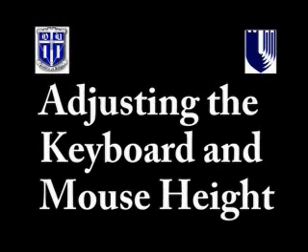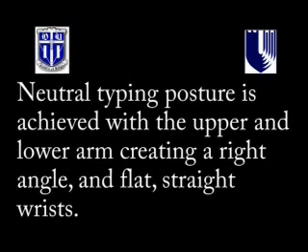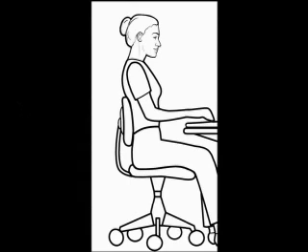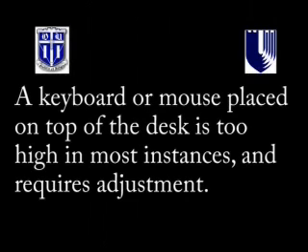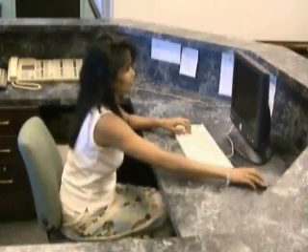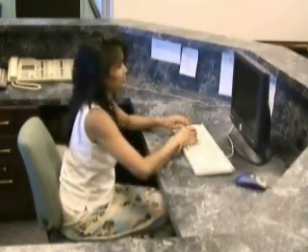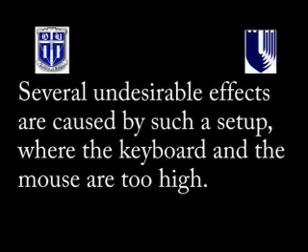Let's move on to adjusting the keyboard and mouse height. Neutral typing posture is achieved with the upper and lower arm creating a right angle and flat, straight wrists. Notice in this picture the right angle the elbow creates. A keyboard or mouse placed on top of the desk is too high in most instances and requires adjustment. In this example, the keyboard and mouse are too high when placed on the desk, not allowing for a comfortable right angle in the elbows.